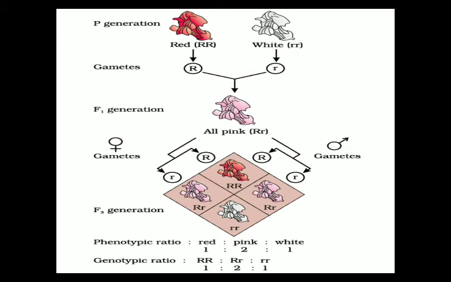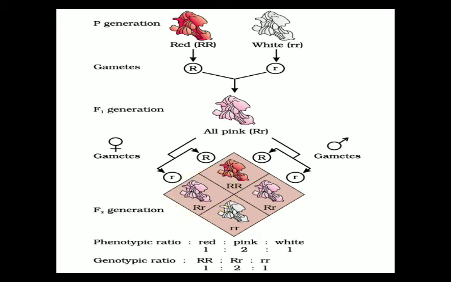Here the phenotypic ratio is one plant having the phenotype of red flower, two plants having pink flower, and one plant having white flower. If the allele combination is capital R capital R, it will produce red flower. If the allele combination is small r small r, it will produce white flower. But if the allele combination is capital R, small r, it will produce neither red nor white. It will produce an intermediate phenotype, that is the pink flower. So this is known as incomplete dominance.